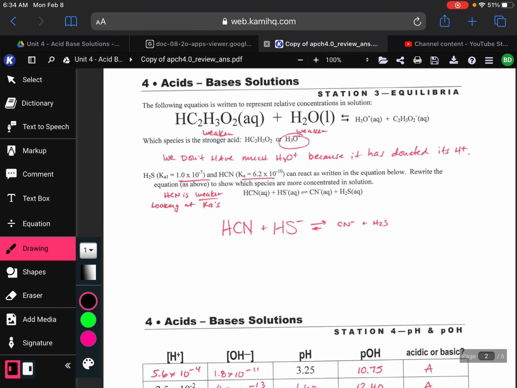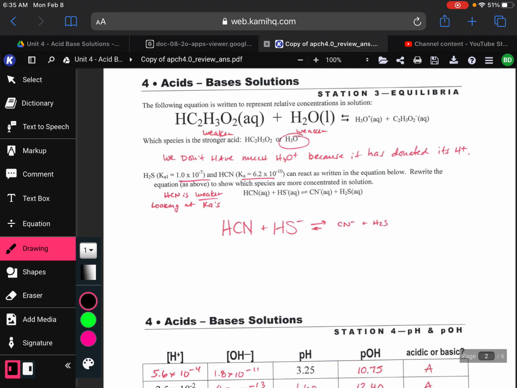On this one, they wrote it based on the relative concentration, so the bigger ones are more concentrated. So when it says which one's the stronger acid, well, since the products are not favored, they're smaller, that means there's less of them, therefore there's more reactants, which means the reverse reaction is actually going to be favored. So that means the hydronium is going to be the stronger acid because there's less of it. It means it's going in the left direction.